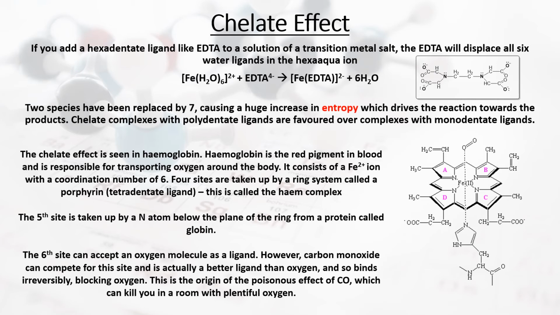And so what this leaves is a 6th site that is open. This is an octahedral species. It's a 6th site that we haven't used yet. And so this 6th site can accept an oxygen molecule, an O2 molecule, as a ligand. There are lone pairs on that oxygen that can act as a ligand.